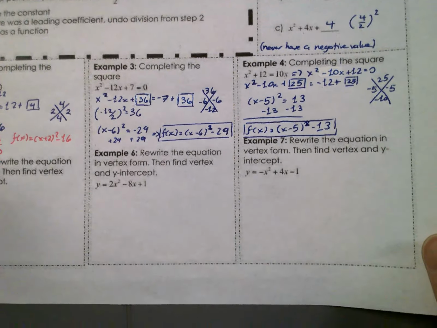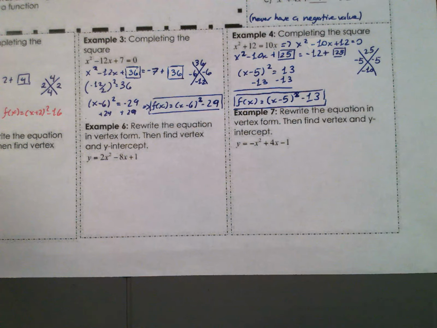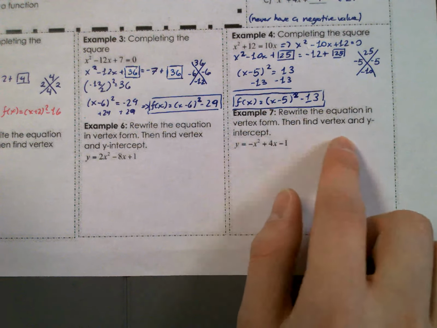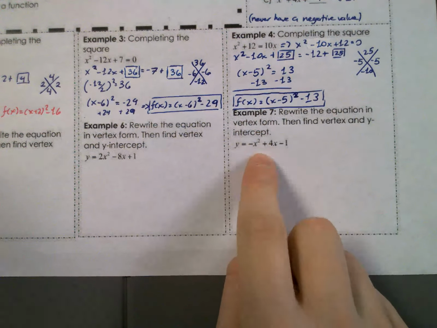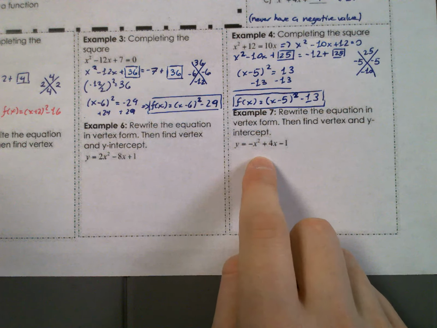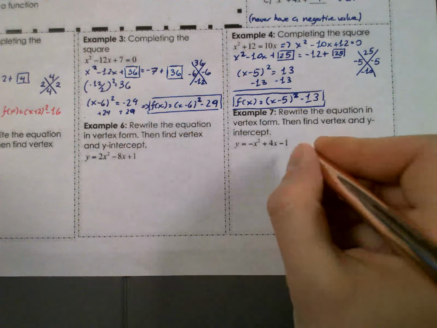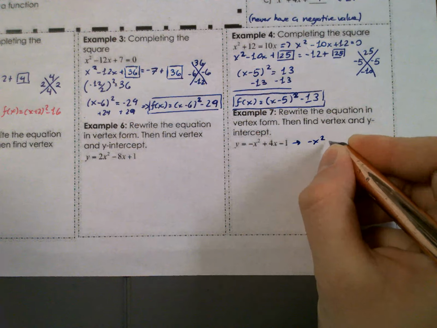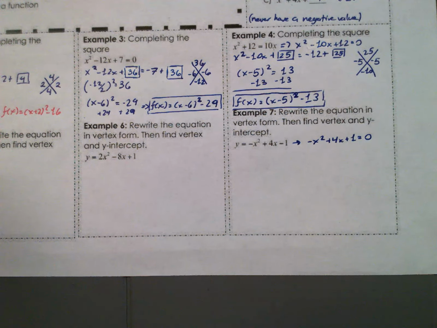Now, just because I know some of you guys are still writing number 4, I'm going to jump down to 7, and then 6, and then 5. So we'll go back across the other direction. Now, rewrite the equation in vertex form, then find the vertex and the y-intercept. We can do that by completing the square. First step, of course, is we need to rewrite this so it says equal to 0: negative x squared plus 4x plus 1 equals 0. Okay? So then let's complete the square.